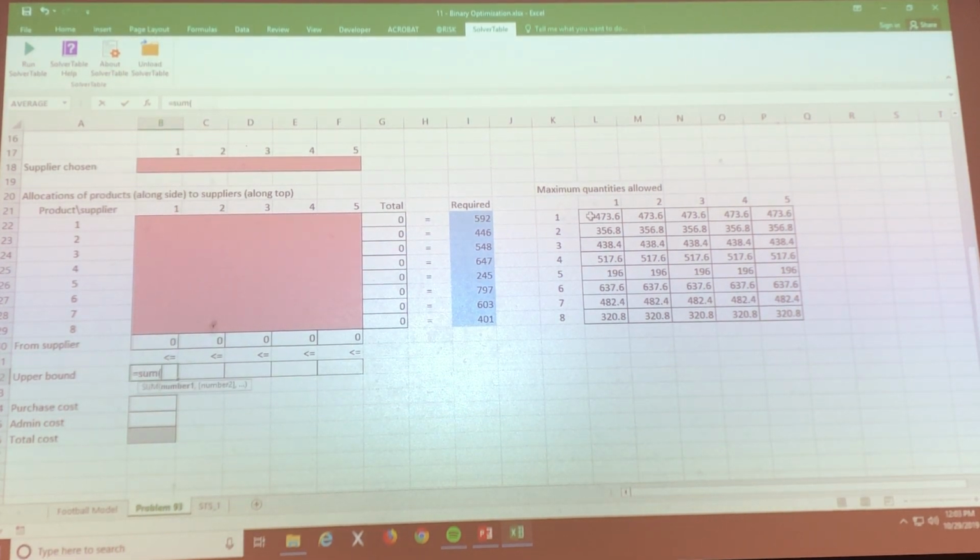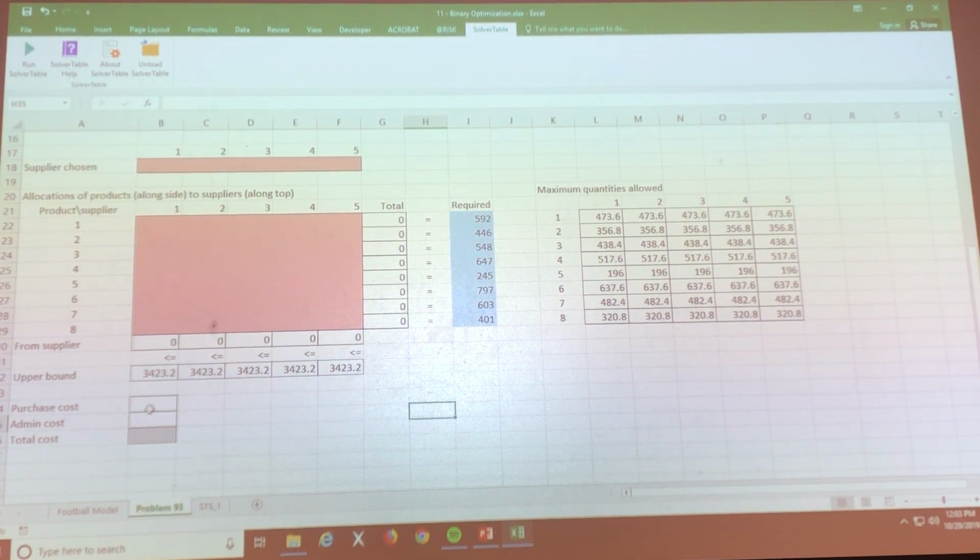I'm gonna sum up these 80% max numbers, because if I think about it, that would be the most you could possibly get from that supplier. Even if from that supplier you ordered 80% of every one of your products, that would be the most you could possibly get from that, right there. That's the sum of L22 to L29. So I'm gonna go with that and copy it across, because it'll copy appropriately across. And we'll come back and revisit this effective upper bound.